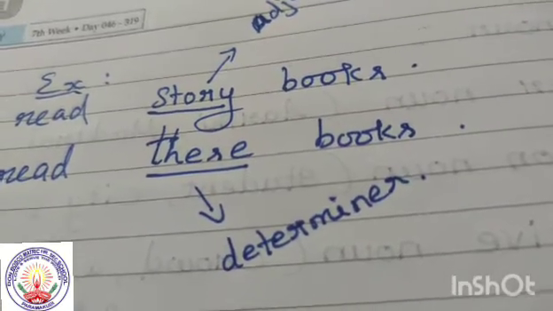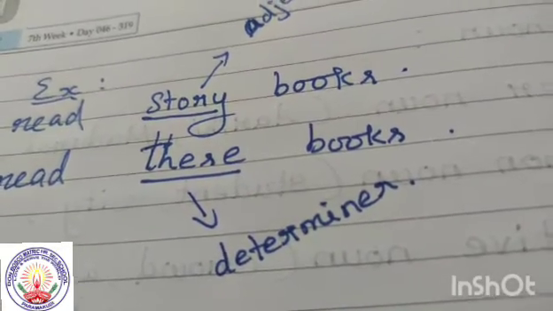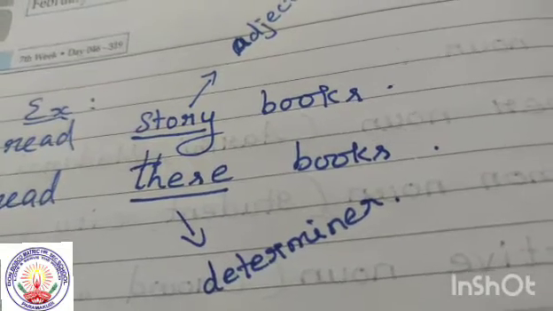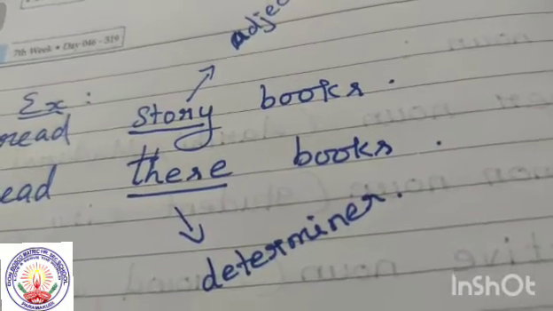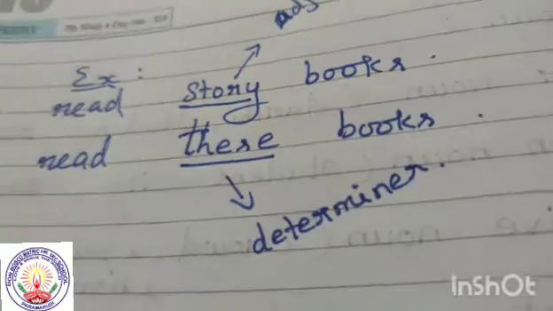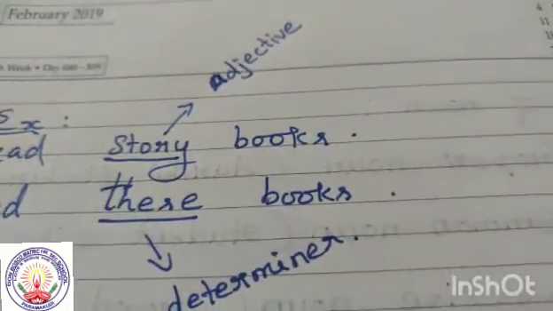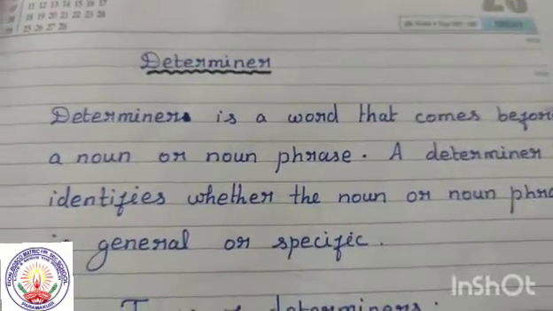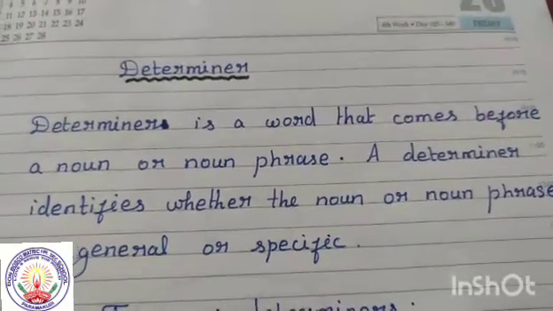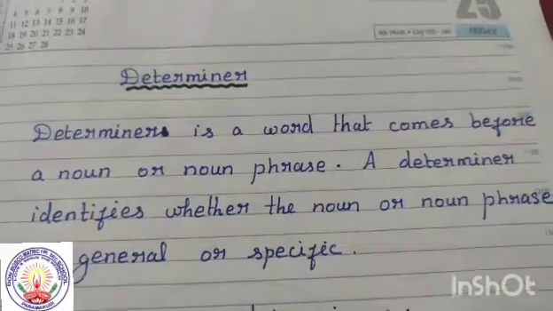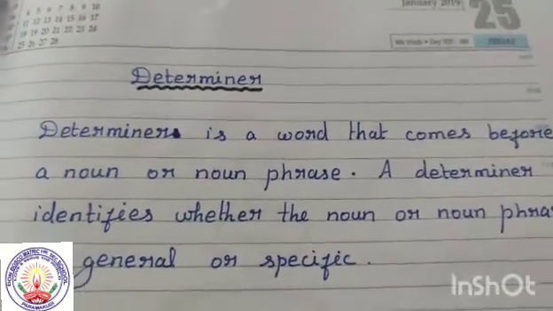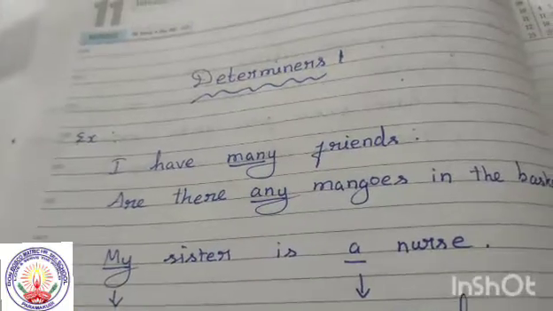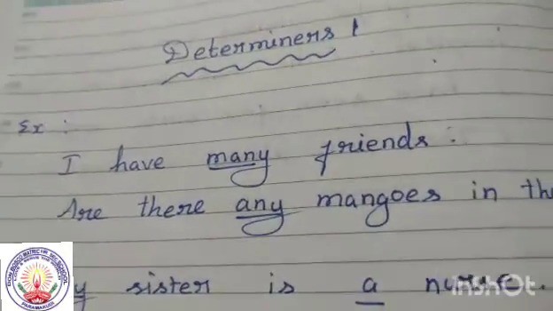இது அது அப்படிங்கறத நோட் பண்ணி காட்டும். ஓகே, விரலை வச்சு குறிப்பிட்டு காட்டுறது தான் டிட்டர்மினர். அட்ஜெக்டிவ் டிஸ்கிரைப் பண்ணும், பட் டிட்டர்மினர் டிஸ்கிரைப் பண்ணாது. நவுனு எந்த நவுனு அப்படிங்கறத மட்டும்தான் சுட்டி காட்டும். Do you understand? So determiner identifies whether the noun or noun phrase is general or specific. How it identifies whether the noun is general or specific?